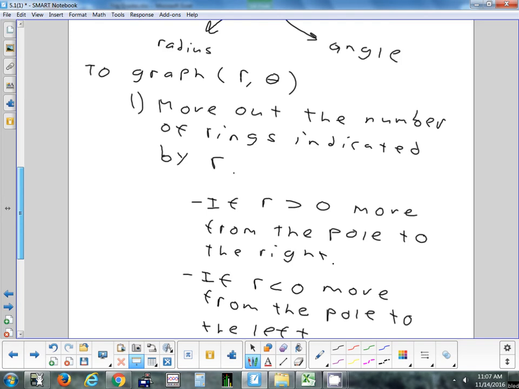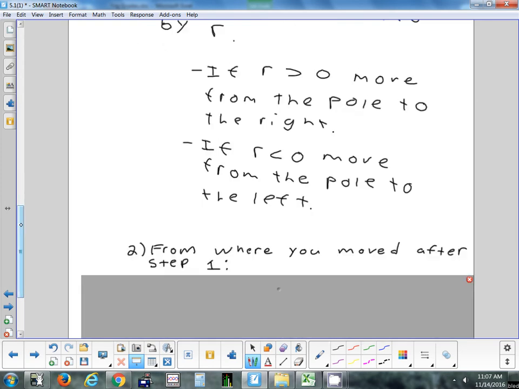All right. Now, once you move out to the correct ring, then you have to look at your angle. From where you just moved in step 1, and that's key, now you're going to move a certain number of degrees around the circle. When you start moving around the circle, we don't really move left and right. What are the two directions you can move on a circle? Right, you're either going to move clockwise or counterclockwise. And again, that's going to be determined by whether the angle is positive or negative.